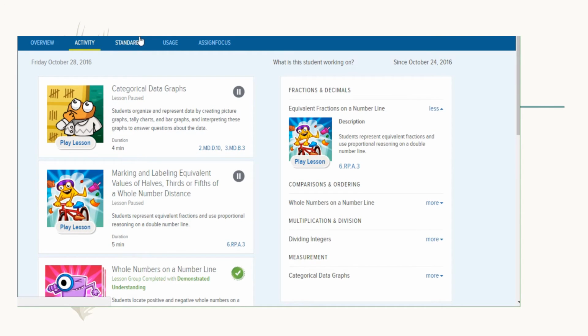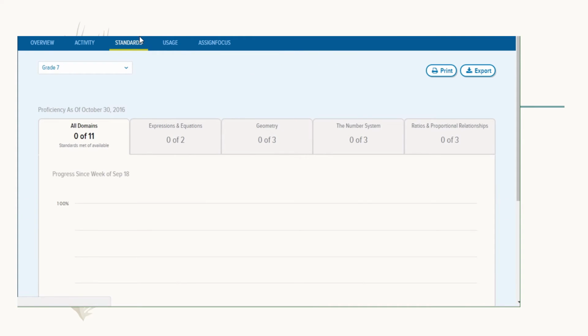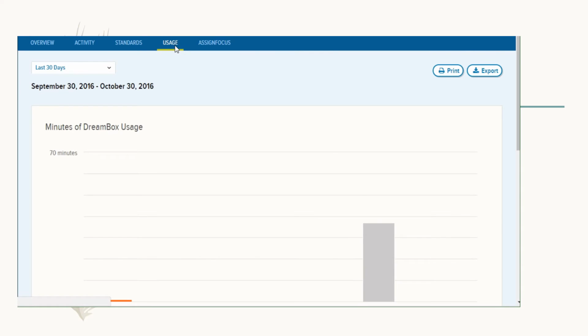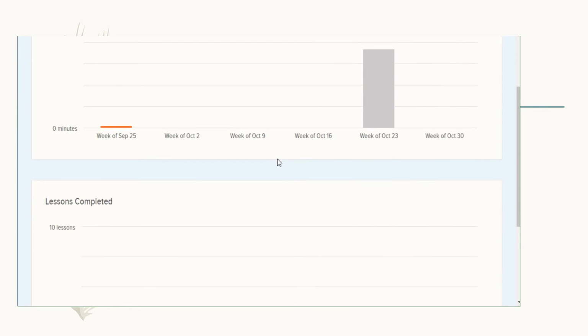Go up here, you have standards. You can see exactly where they're progressing, if they are progressing. Their usage once again. And then there's the assign focus.